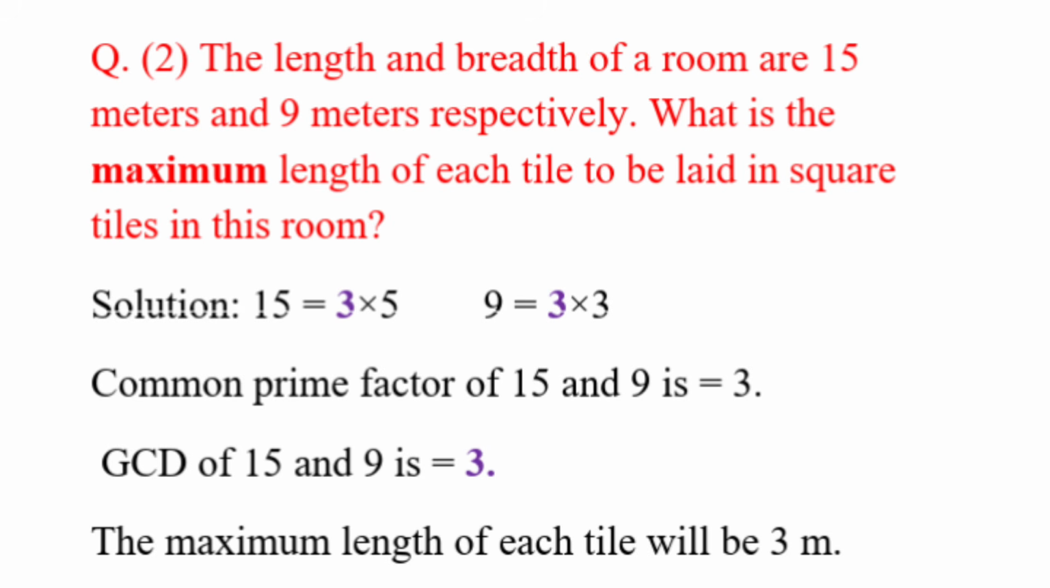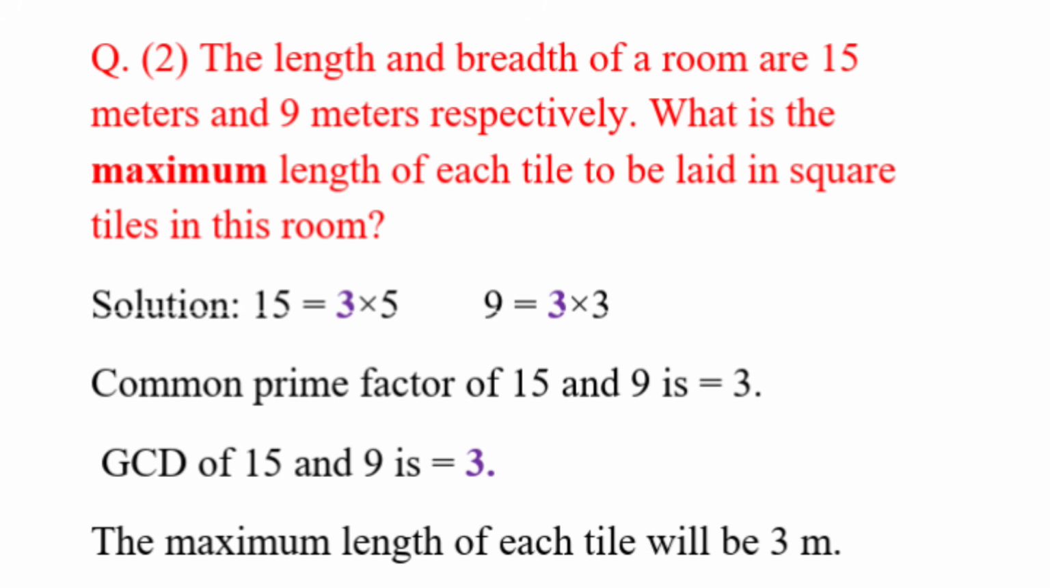So here the word maximum is used. Whenever the word maximum is there, we have to calculate the GCD. So for the lengths, that is 15 and 9, we will calculate the GCD. So we will first make the factors. 15 is equal to 3 multiplied by 5, and 9 is equal to 3 3s are 9. So among those, 3 is the common factor.